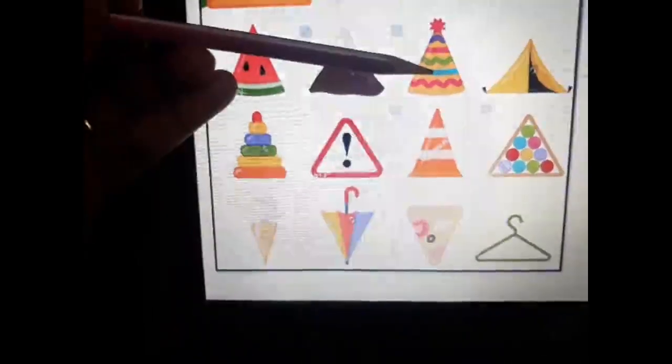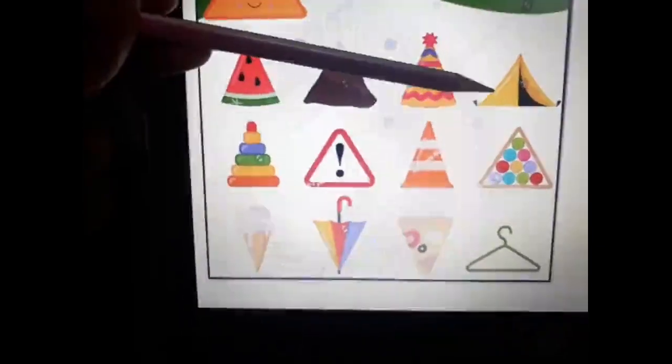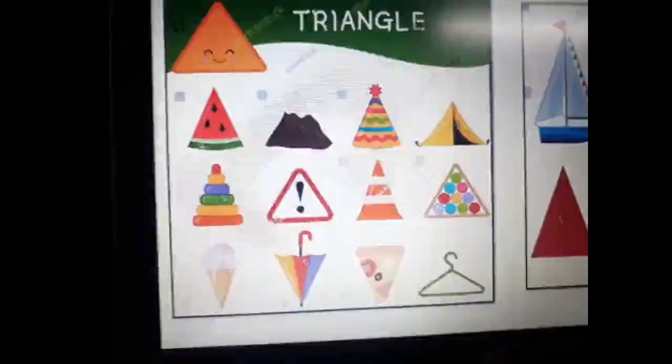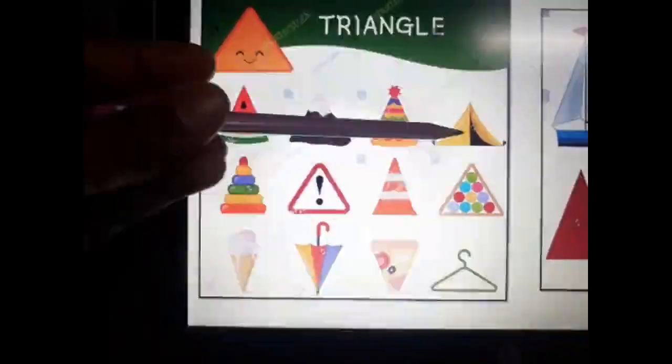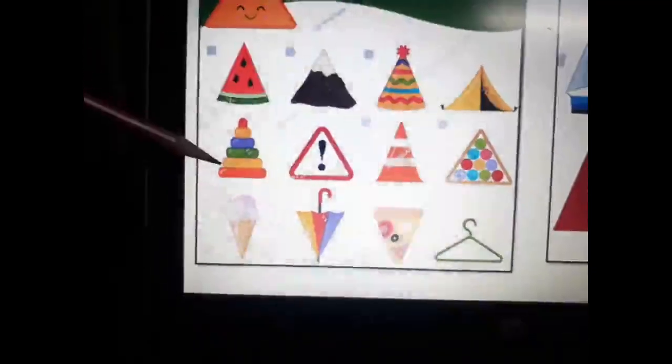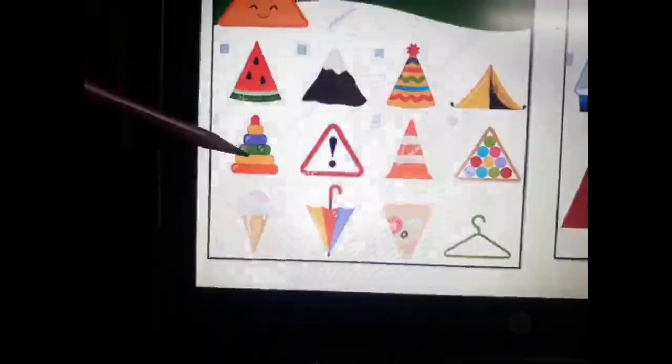Birthday caps. You all wear this on your birthday, on your friend's birthday. So birthday cap. Then what's it? Tent. So whenever we go out to a place where we don't have any hotels, we take these tents and we stay in them. Then what is this? It's a toy where we stack things in one stick. You all must have played with this and might be having it right now also with you. So again you will see it is making triangle shape.